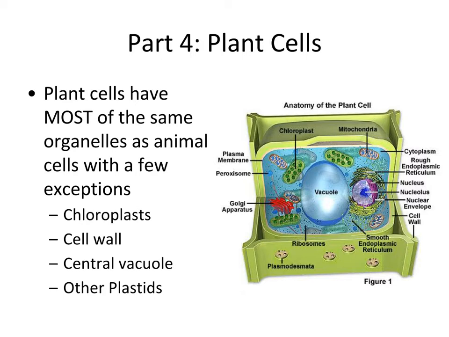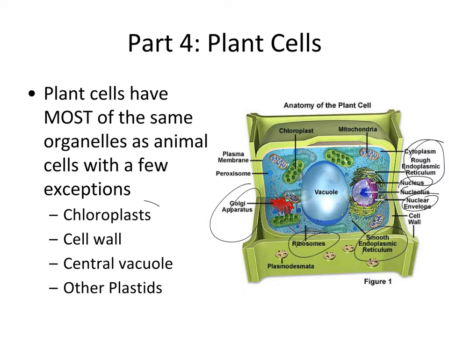So you're going to have your Golgi apparatus, right? You're going to have cytoplasm and rough ER. You're going to have a nucleus, a nuclear envelope, smooth ER, ribosomes, etc. But there are going to be some pretty major differences between plant and animal cells.